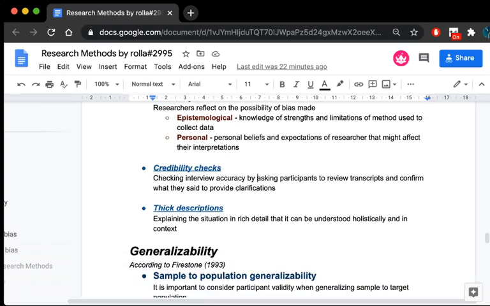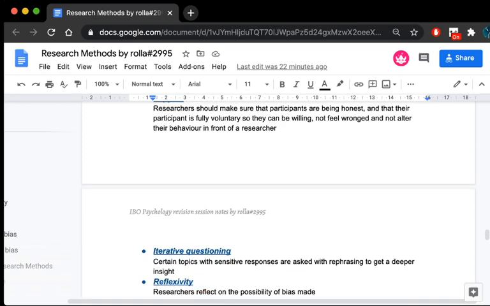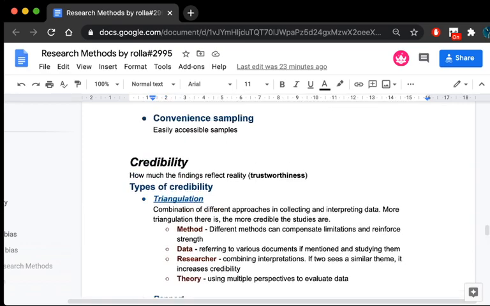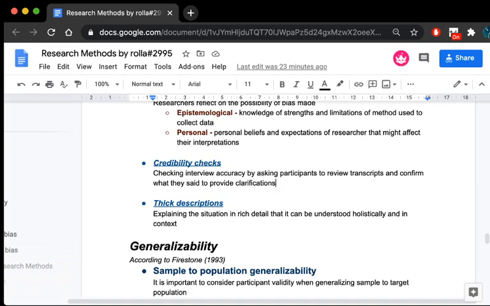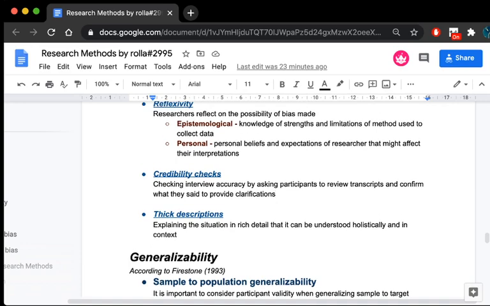Then a way to confirm the credibility would be through credibility checks. Basically, for example, if you have an interview, you want to check the accuracy of it by asking participants to review the transcripts and confirm or give clarifications to what they said, so you can minimize the misinterpretation that may have happened.